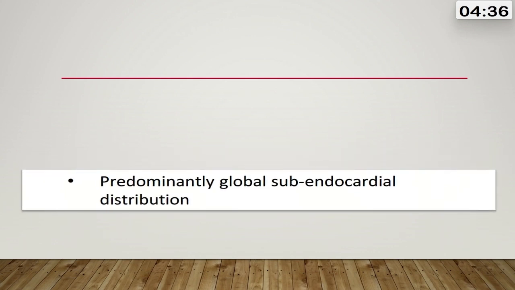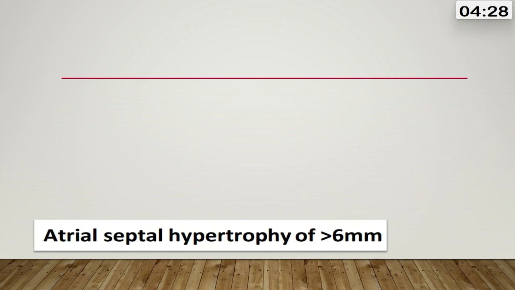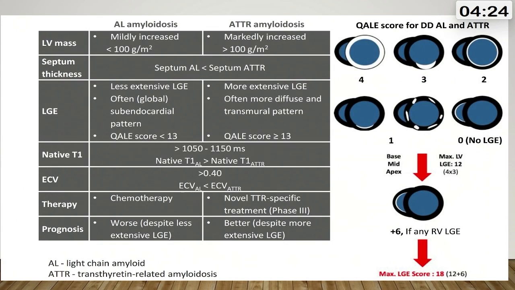If less severe disease, you will see global subendocardial late gadolinium enhancement, and you can measure the atrial septal thickness. It can be more than 6 millimeters. So, is CMR able to differentiate between AL and ATTR? Theoretically, yes. Based on the LV mass, the septal thickness, the late gadolinium enhancement, which is less extensive in AL amyloidosis and more extensive in ATTR. And there is a score to quantify the late gadolinium enhancement.